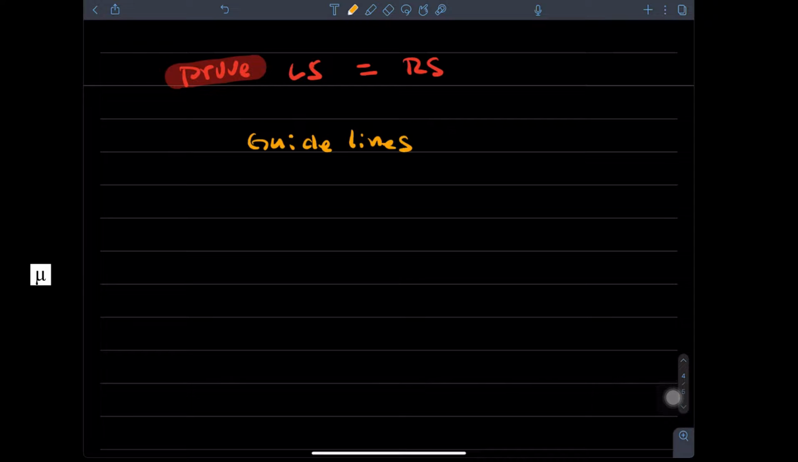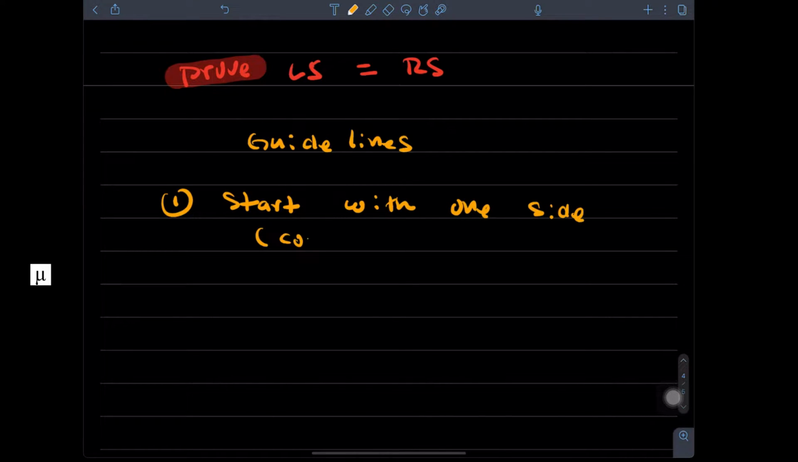We're going to call these our spooky guidelines. Step 1. You're going to start with one side. You say, which one? The more complicated side.